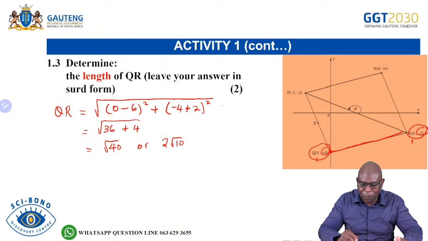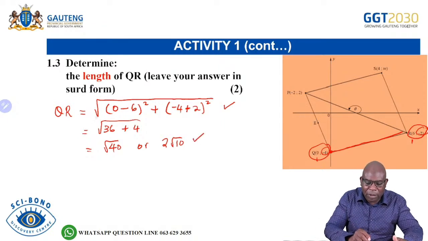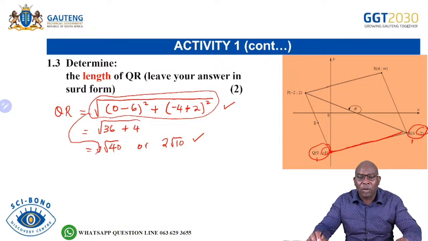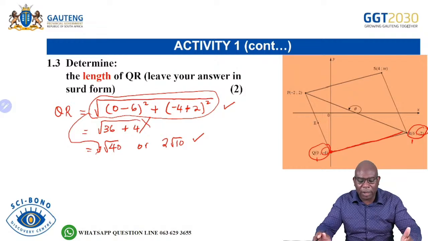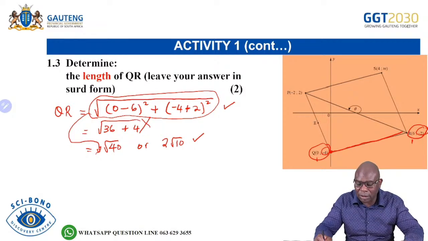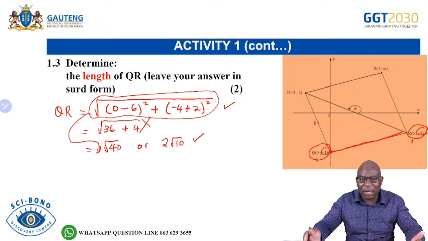So how do I mark that? It will be 1 mark for the substitution and 1 mark for the final answer. Because from there, you can go straight to the answer if you're using a calculator. So you don't need to do that step here. If you're using your calculator, substitute, then immediately write down the answer. Okay, so these are easy marks.